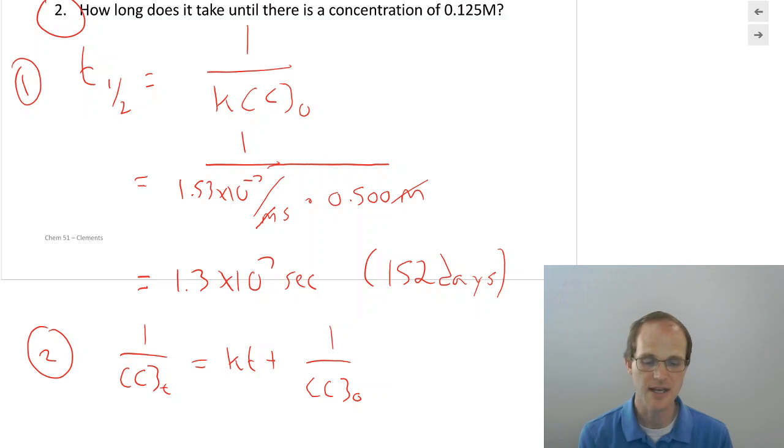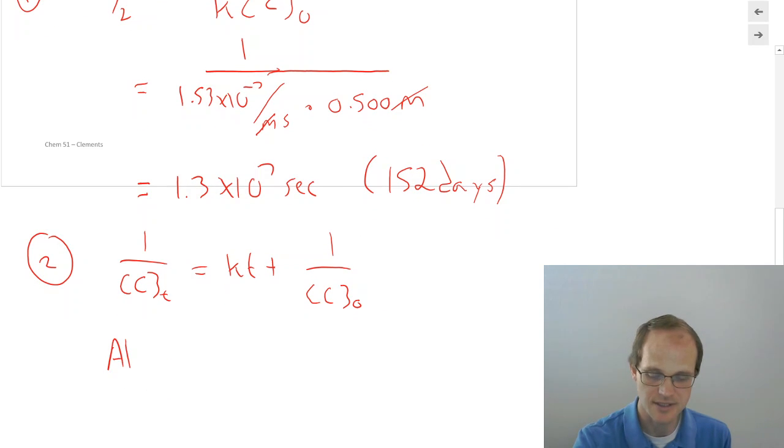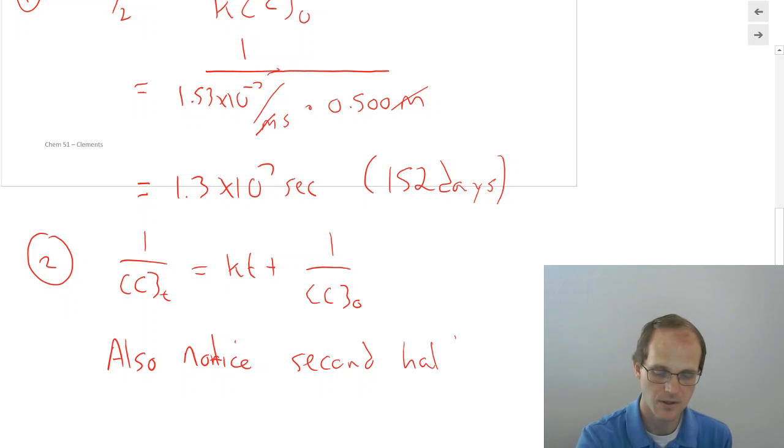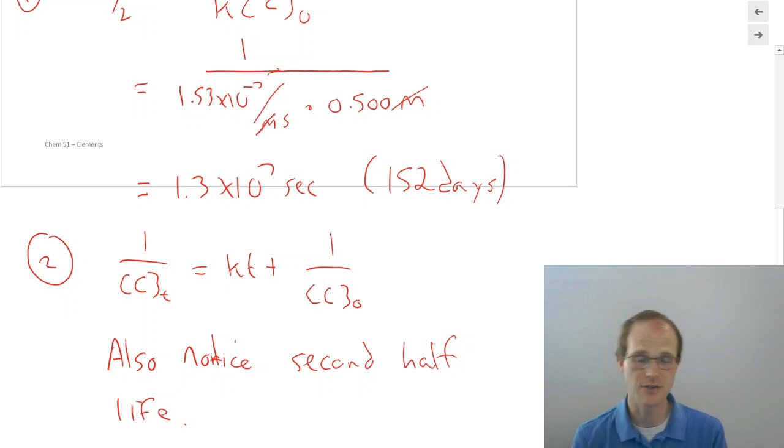We could also notice that our first half-life was going from 0.5 molar down to 0.25 molar, and this would be our second half-life, going from 0.25 molar down to 0.125 molar. And so that would be another way, is also notice that this is a second half-life. And if this was a first order reaction, we could just double that. We could say, oh, 152 days, let me double that, 304 days, boom, done. And it's tempting to do that.